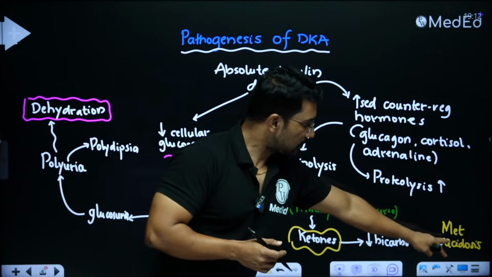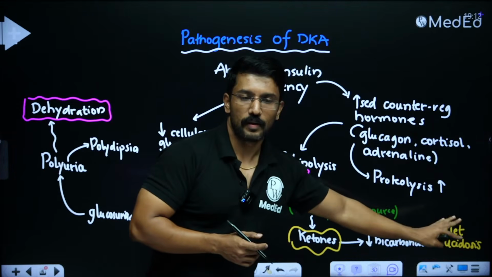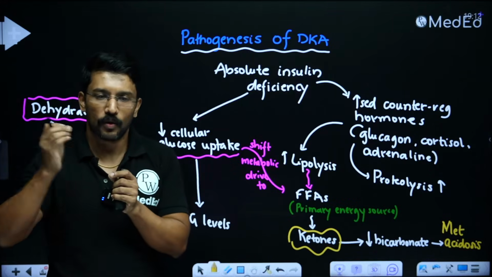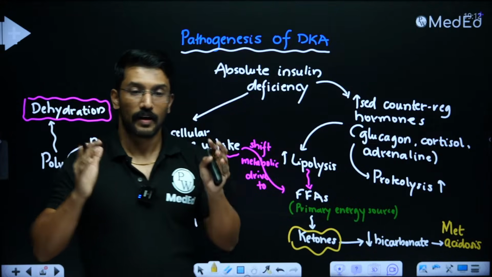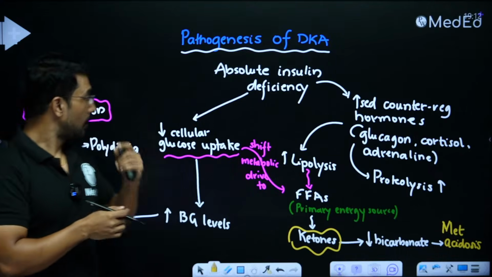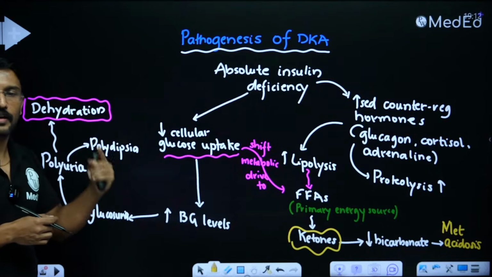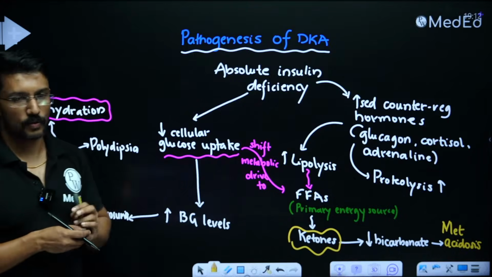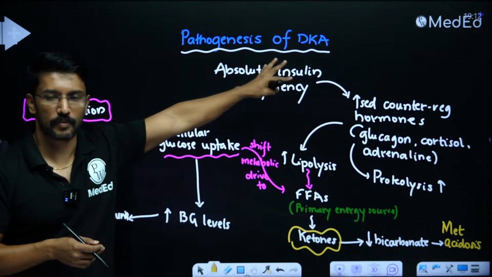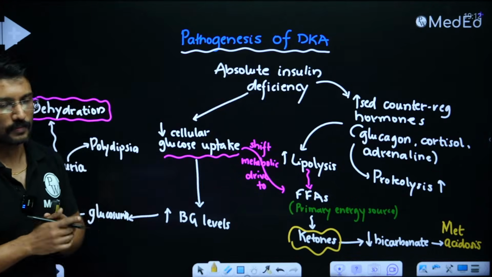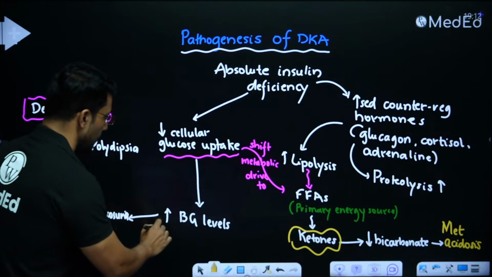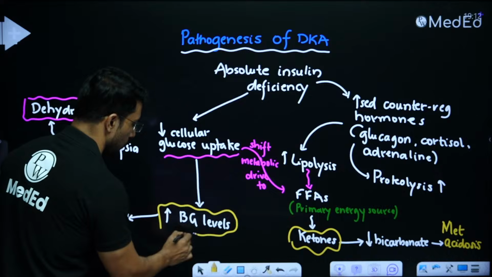As I develop this metabolic acidosis, under that low pH, cellular metabolism gets further deranged, and cardiac contraction can come down. Couple that with the dehydration, and I can develop hypotension, shock, and I can die. So there is increased risk of death in patients with diabetic ketoacidosis. So what is the take home message? This all started with absolute insulin deficiency.